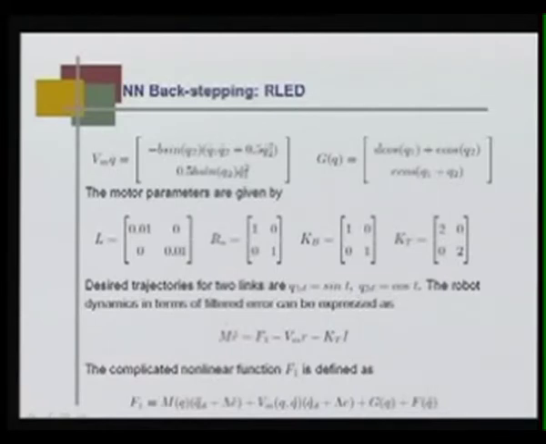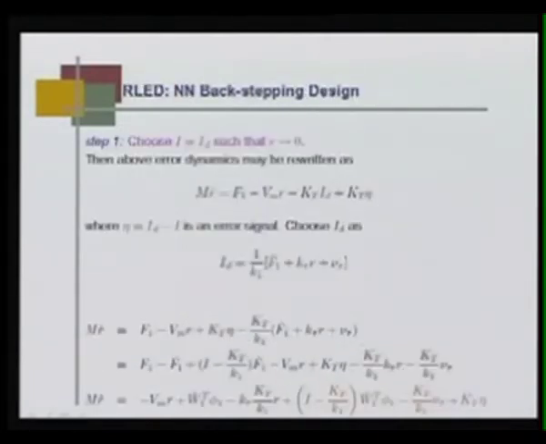So, robot dynamics in terms of filtered error, you see that in the beginning we always represent the robot dynamics in terms of filtered error, m r dot is f 1 minus V m r minus k t I, where f 1 is given by this particular quantity. This is the kind of expression we can always say is stable provided I can select I equal to desired I d such that r tends to 0. Okay. So, the above dynamics may be written as m r dot is f 1 minus V m r, and now I just represented this.